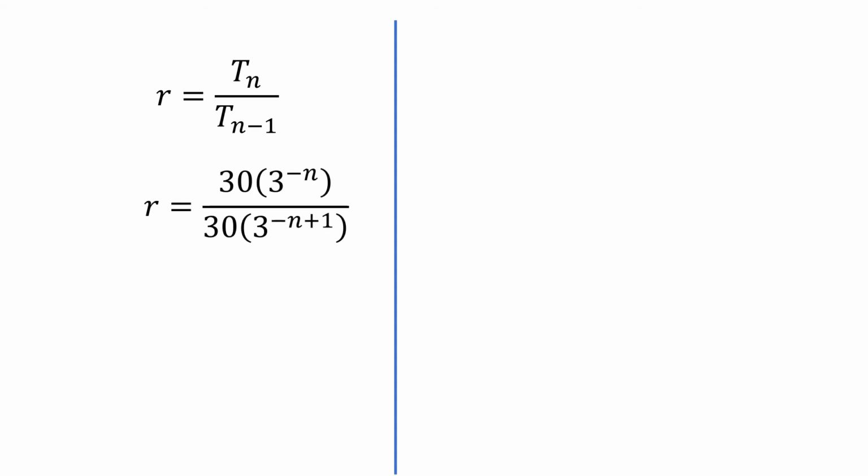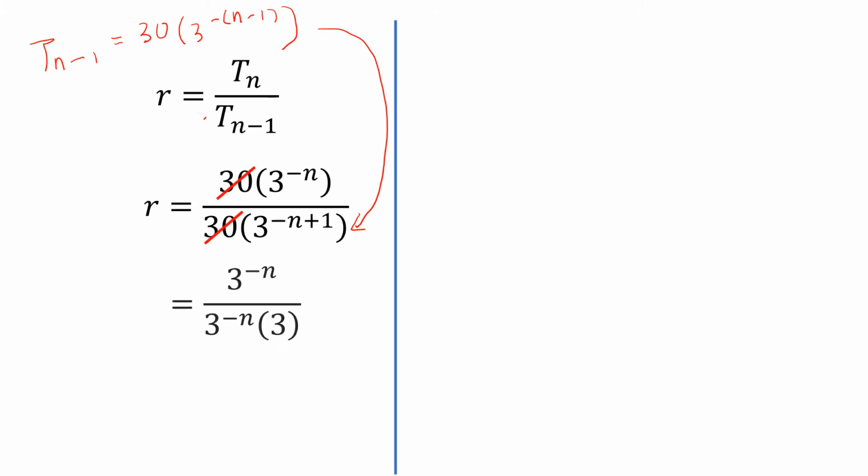Next, find the common ratio. To get r is Tn over Tn minus 1. Substitute the formula of the nth term that we got before. For Tn minus 1, we just change n with n minus 1. And simplify, we get this one. Next, we can cancel out 30. And for the denominator, we split by using properties of indices and simplify, we get r equal to 1 over 3.